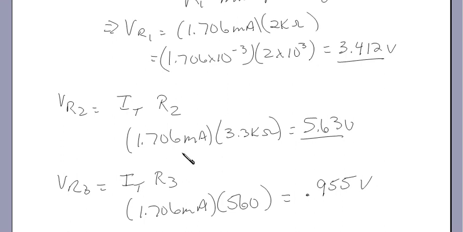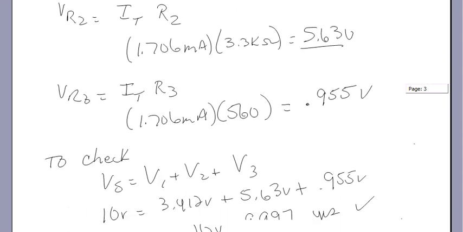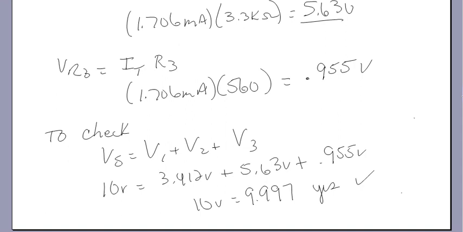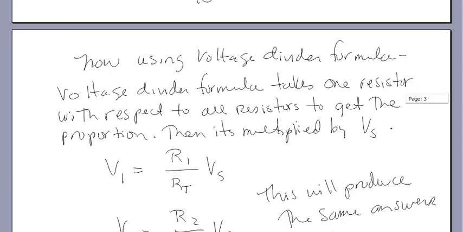VR2 is the 1.7 milliamps times the 3300, which is 5.63 volts. And then finally VR3 is the 1.7 milliamps times 560, which gives me 0.99 volts. Now notice when I add up these voltage drops, V1, V2, V3, I do get 10 volts. Well, it's close enough. If I didn't round, it would have been right on.